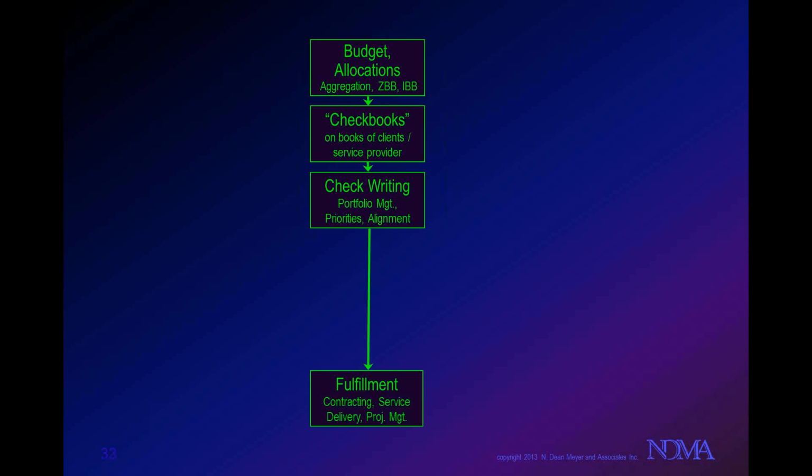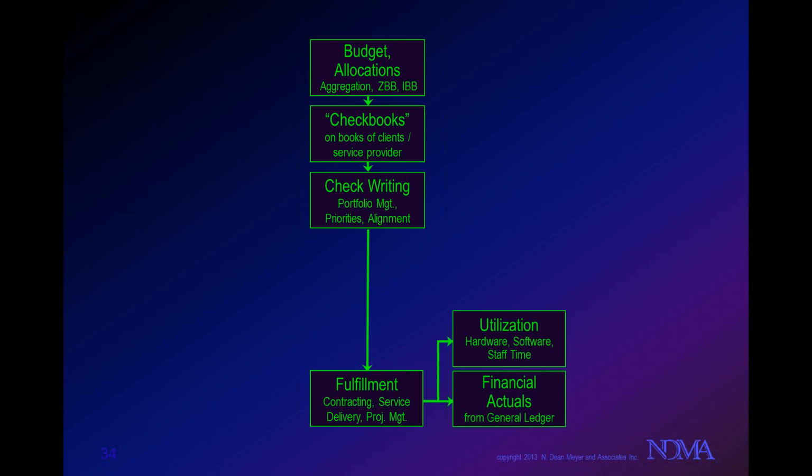Of course, once you write a check, the IT department goes off and does it, delivers the service, fulfills the project. That's where PPM, project portfolio management, comes into play. That's where ITIL is critical, in service delivery. We deliver and we incur costs in doing so, costs which are captured in the general ledger, the financial actuals, but we can also capture actual utilization, hardware, software, time cards, and we can assemble all that into an invoice for the products and services actually delivered, and that invoice has to be used to decrement the checkbook. Fee for service, it's an actual journal transfer of money, but everything else, we've got to decrement those prepaid checkbooks so that our governance process knows how much is left for the rest of the year.